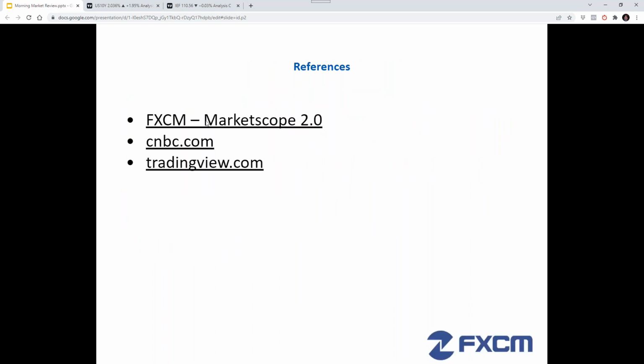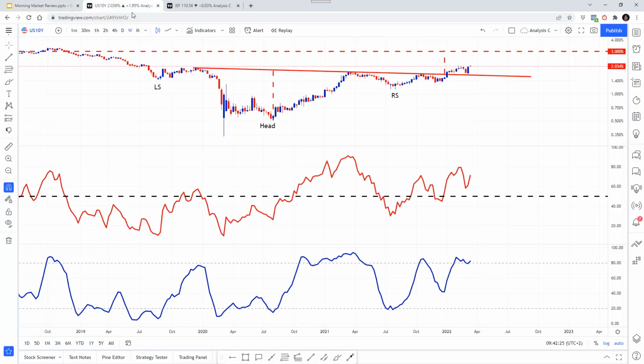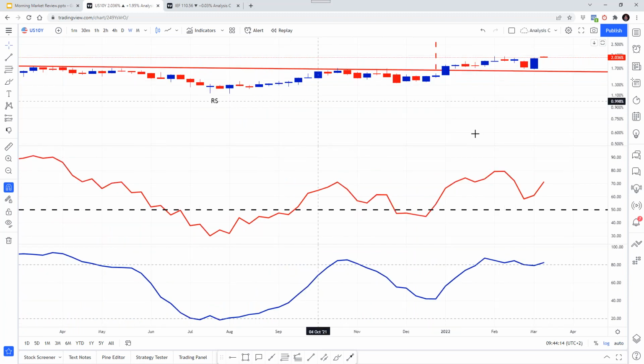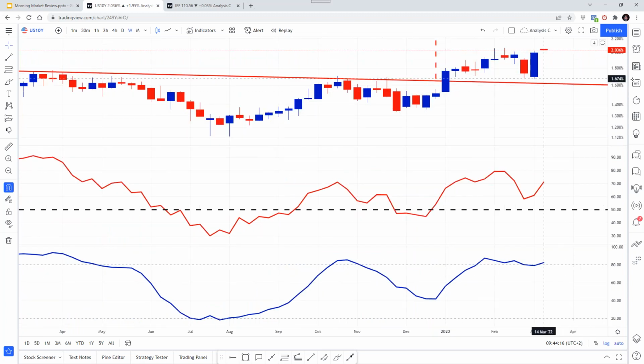Let's just go through to our references: FXCM Markets Scope 2.0, CNBC.com, and TradingView. Actually, I want to start off with TradingView. Just want to show you guys the bond market. We're looking at the 10 years, effectively what's called the belly of the curve. You can see, let's see if we can zoom in. Just take a look at last week's movement up here in yield.